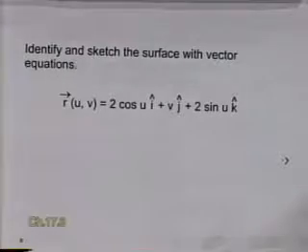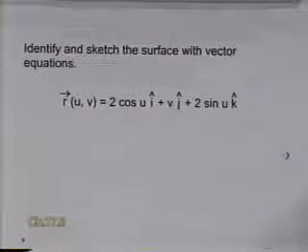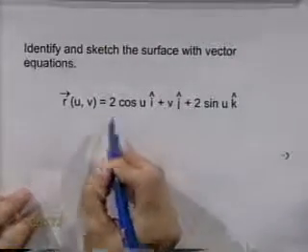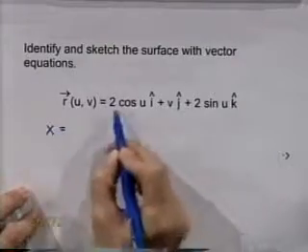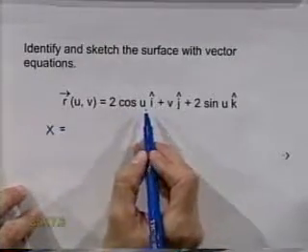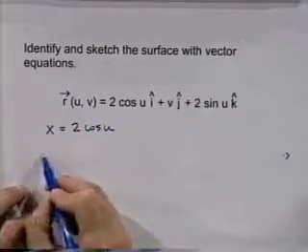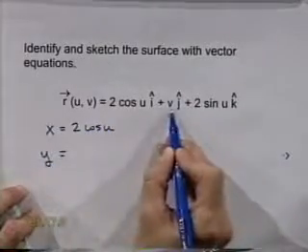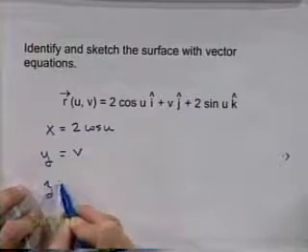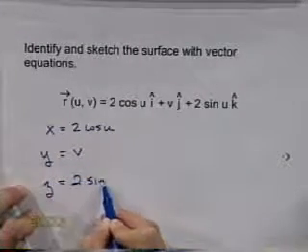All right, identify and sketch the surface with vector equation r of u, v equals 2 cosine u i plus v j plus 2 sine u k. Now, just to help you think about what's going on here, my x coordinate is the coefficient of the i. So x is equal to 2 cosine u. My y is equal to this coefficient, v. And my z is equal to 2 sine u.